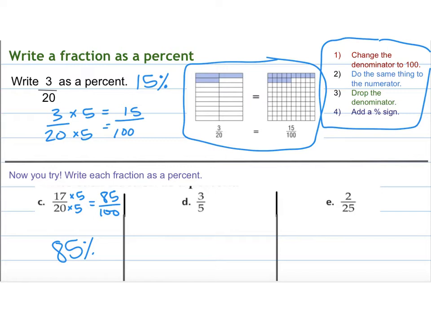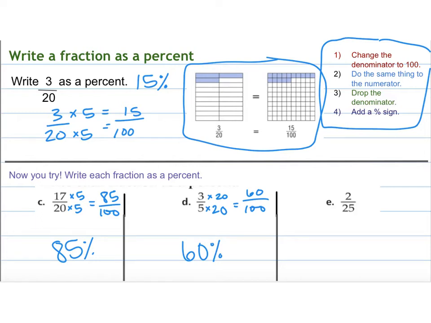3/5, I know that 5 times 20 gets me to 100. So I do the same thing to the top, multiply by 20. 3 times 20 is 60. So if I told you you got 60 out of 100 on your test, you got a 60%.